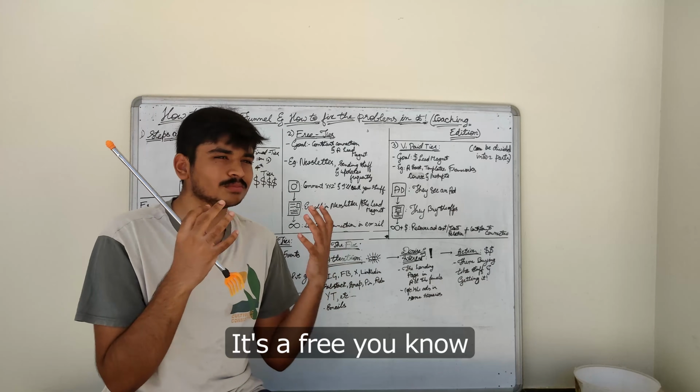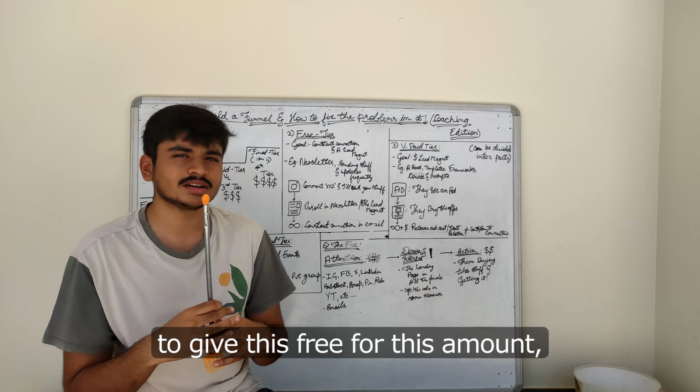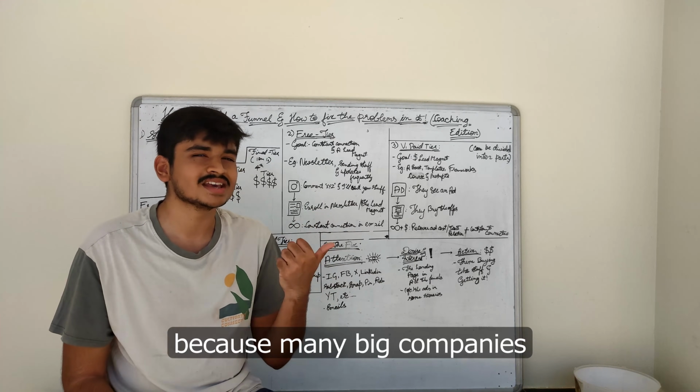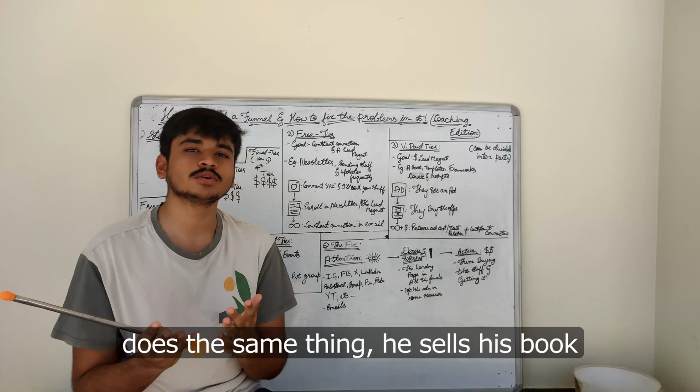It's free, people like free stuff. And if you say I'm going to give this free for this amount, it kind of works, because many big companies, even Sabri Suby, the guy from Sell Like Crazy, does the same thing. He sells his book in the same manner.